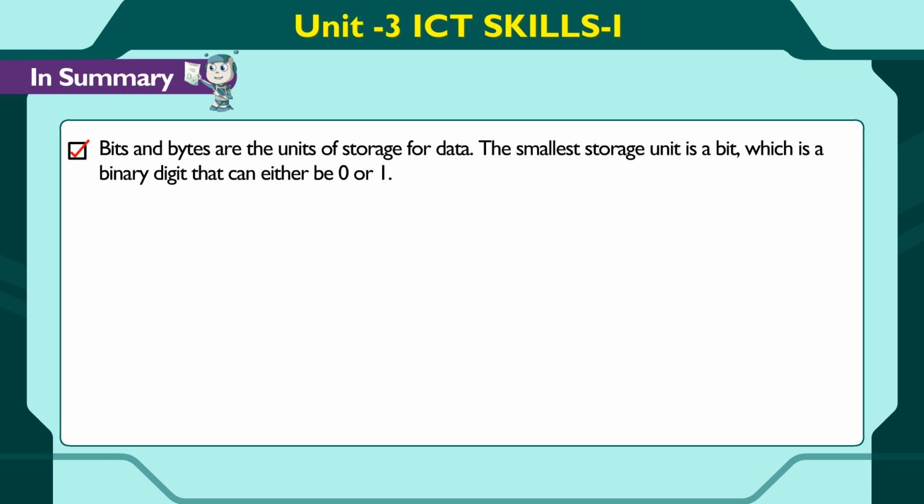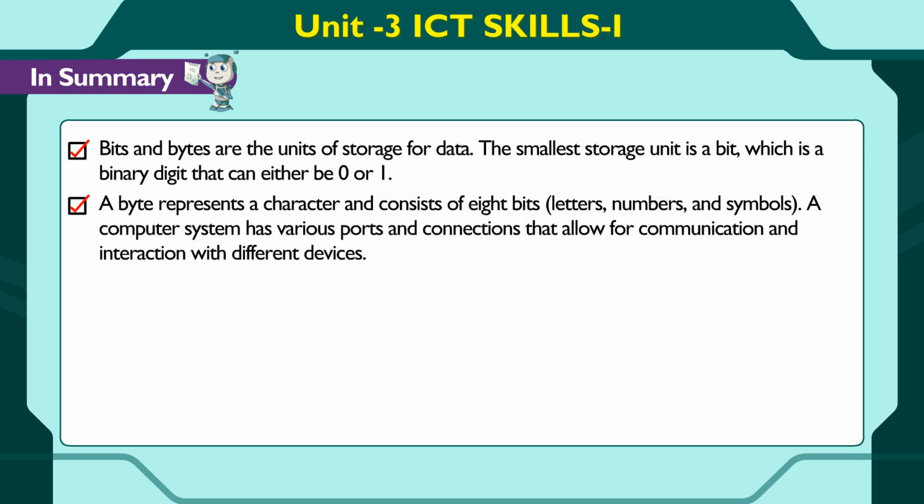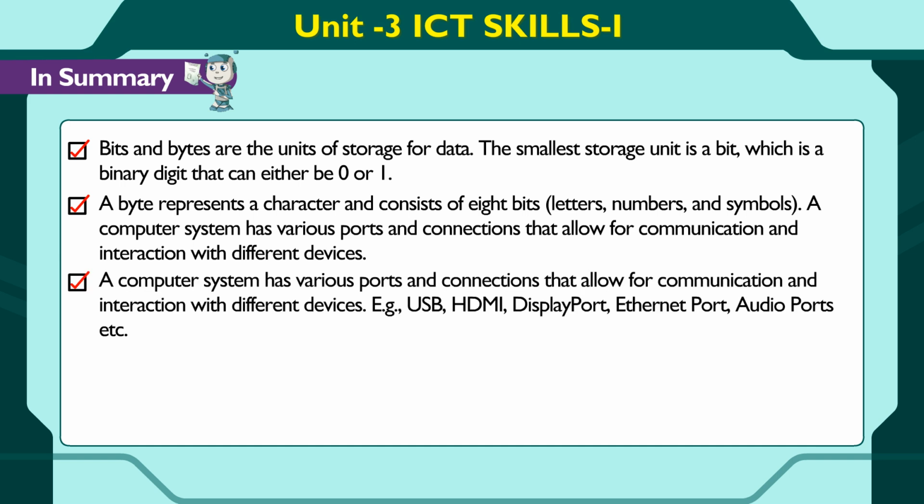Bits and bytes are the units of storage for data. The smallest storage unit is a bit, which is a binary digit that can either be 0 or 1. A byte represents a character and consists of 8 bits, letters, numbers, and symbols. A computer system has various ports and connections that allow for communication and interaction with different devices, that is, USB, HDMI, DisplayPort, Ethernet port, audio ports, etc.